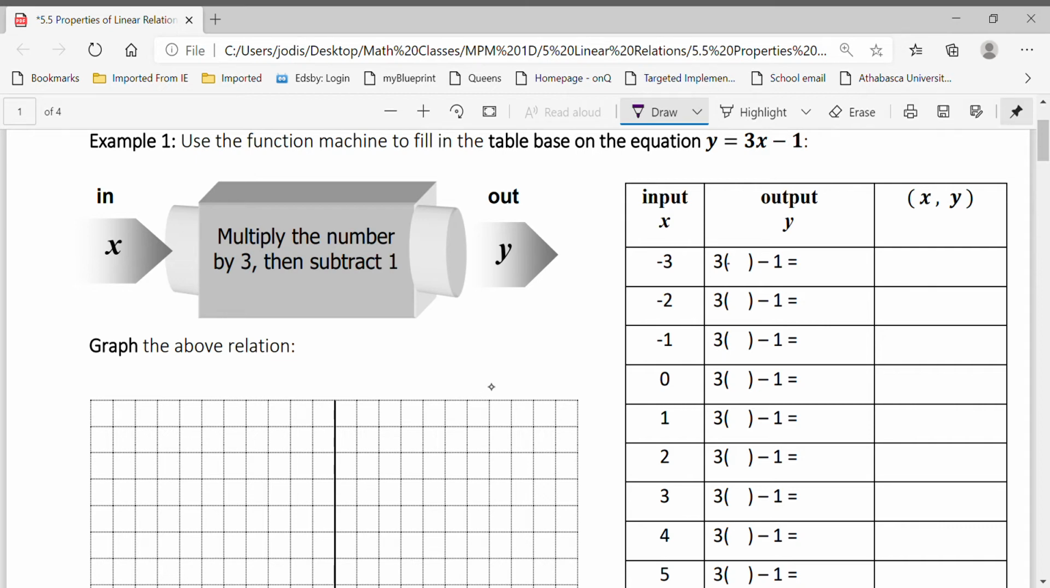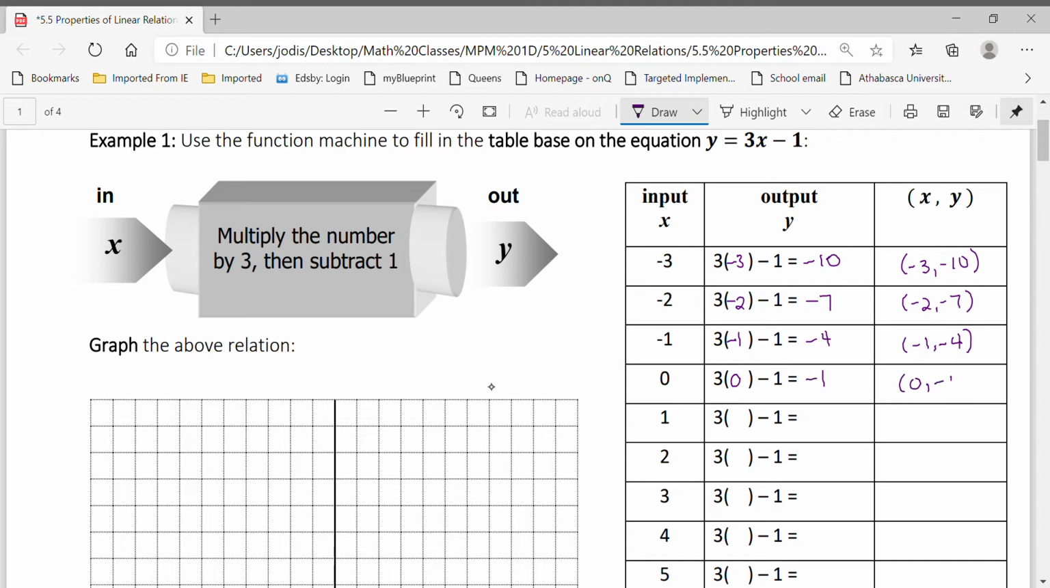So if I input negative 3, 3 times negative 3 is negative 9, minus 1 is negative 10. So my point x is negative 3, y is negative 10. If I input negative 2, we get negative 6 minus 1 is negative 7. So my point, negative 2, negative 7. If I input negative 1, negative 3 minus 1 is negative 4. So negative 1, negative 4. If I input 0, 0 minus 1 is negative 1. So 0, negative 1.